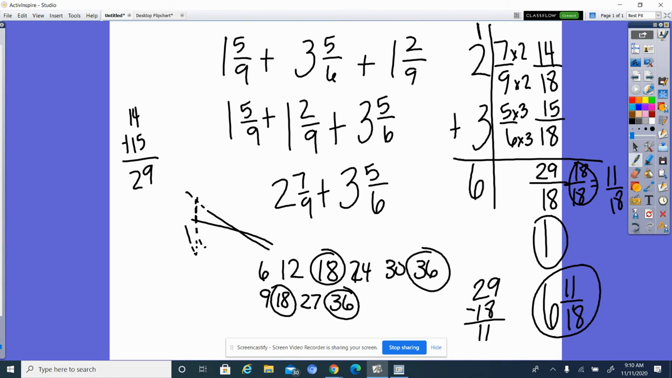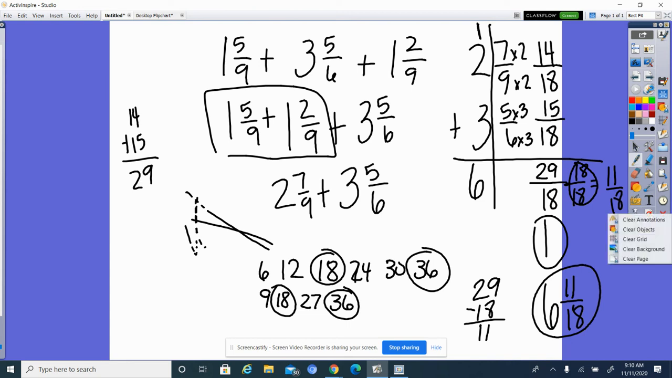Okay. Now, they want you to work with the commutative property and the associative property, right? They want you to say, hey, take these two, add them together, then add this. But I want to show you what else you can do if you find that this is a lot of work. Could I add all three together? Not necessarily. Let me show you.